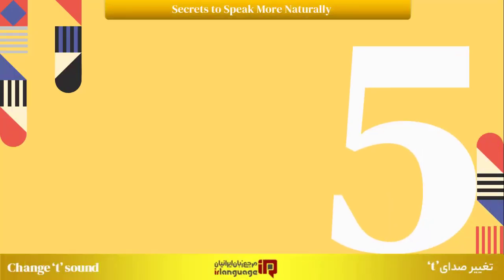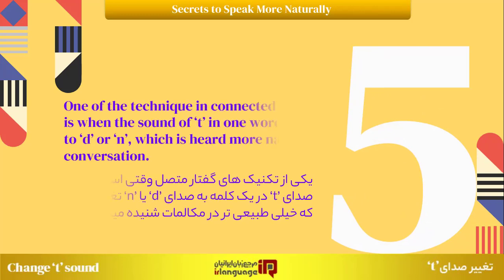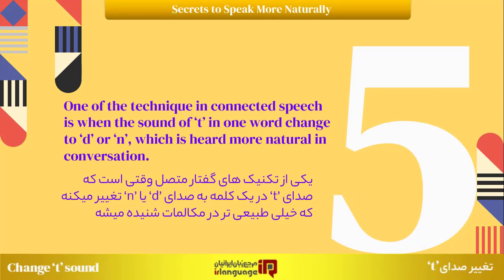Tip number 5, change T sound. One of the techniques in connected speech is when the sound of T in one word changes to D or N, which is heard as more natural in conversation.